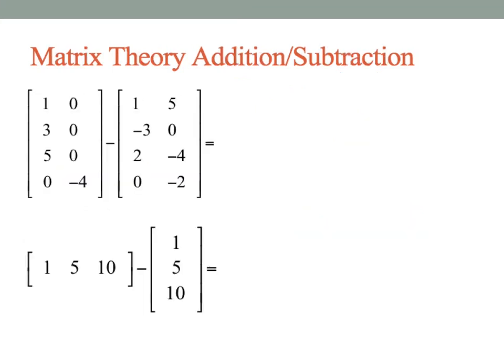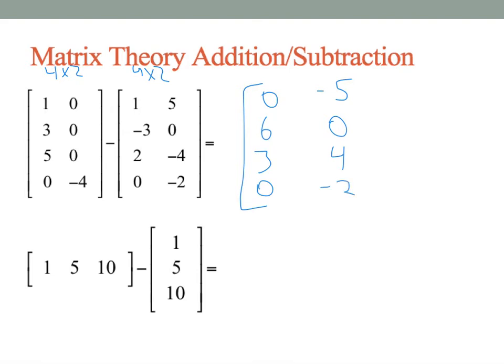Alright, a couple more. This time it looks like a 4x2 and another 4x2. So that looks good. We can go ahead and subtract these. Our answer is going to be 1 minus 1, which is 0. 0 minus 5 is negative 5. 3 minus negative 3 is positive 6. 0 minus 0 is 0. 5 minus 2 is 3. 0 minus negative 4 is positive 4. 0 minus 0 is 0. And negative 4 minus negative 2 is negative 2, because that's negative 4 plus 2, basically.